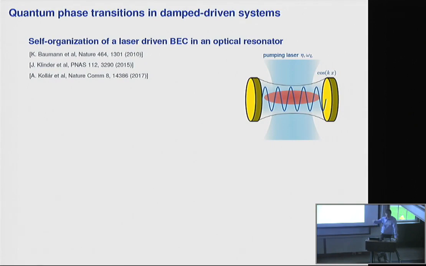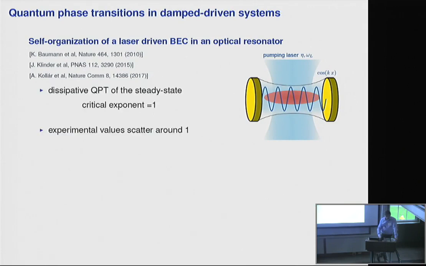And there is a critical point which is identified, and in this critical point the fluctuations diverge, just as in the normal case of ground state quantum phase transitions. And there are several variants of this phase transition. And what is interesting is that these diverging fluctuations follow a power law as usual, and this exponent is one.